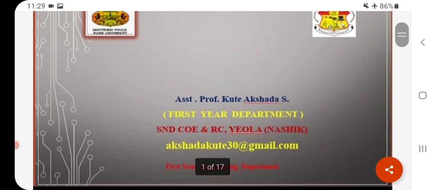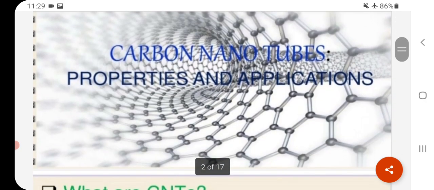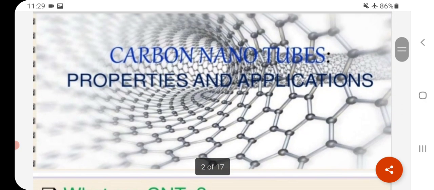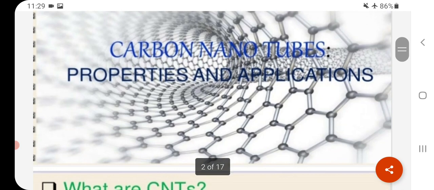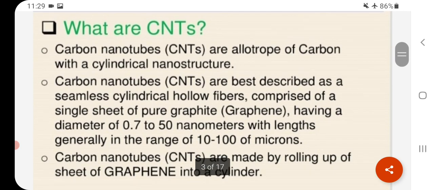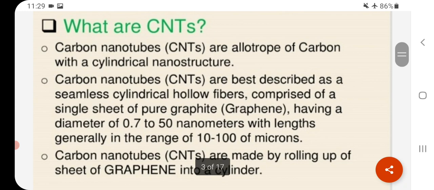Today's topic is properties of carbon nanotubes and types of carbon nanotubes. First, carbon nanotubes, properties and applications. What are carbon nanotubes? Carbon nanotubes are an allotrope of carbon with a cylindrical nanostructure.